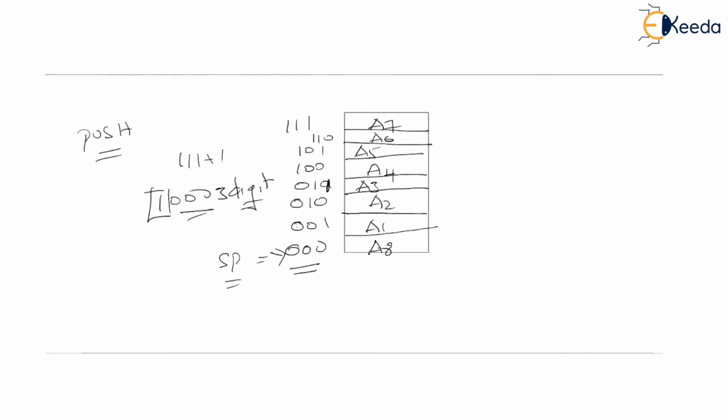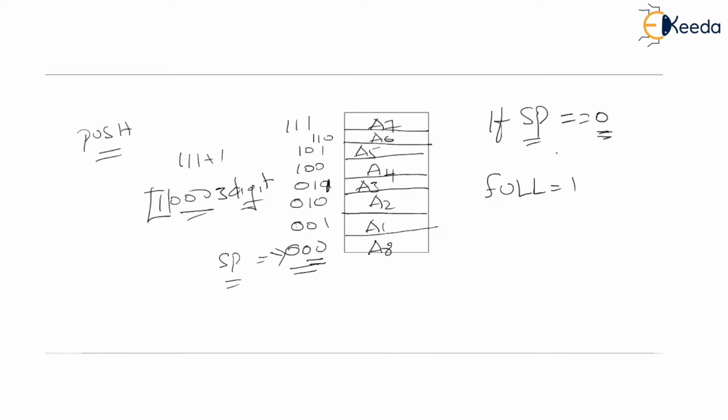Now, every time when you perform a push operation, we are going to check with the stack pointer. If SP is equal to 0, then full is equal to 1. Obviously, this SP will be equal to 0 in two conditions: when the stack is empty or stack is full. After performing a push operation, if we come to 000, that means that the stack is full.